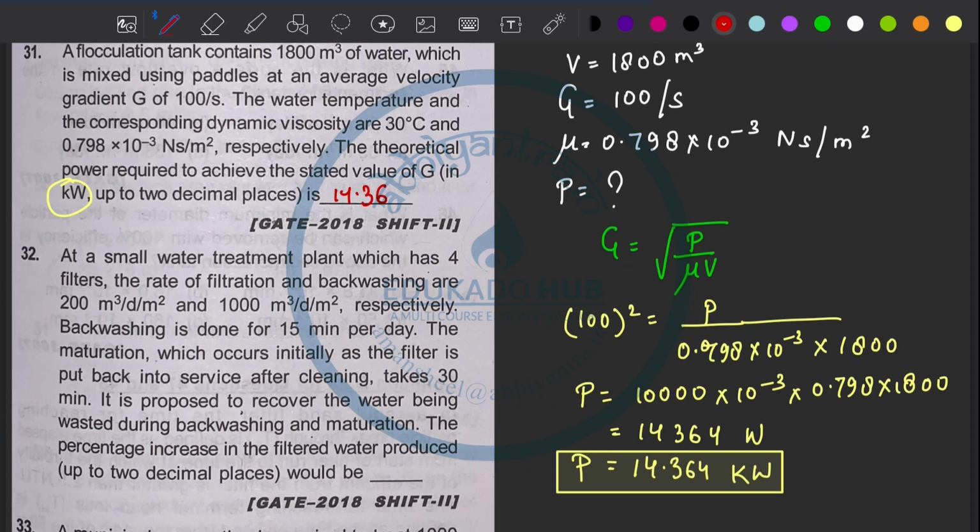We can leave this. Let's move on to the next question, which is 32. At a small water treatment plant which has 4 filters, rate of filtration and rate of backwashing are given. Backwashing is done for 15 minutes per day, and maturation takes 30 minutes. It is proposed to recover the water being wasted during backwashing and maturation. Percentage increase of filtered water produced up to 2 decimal place would be.